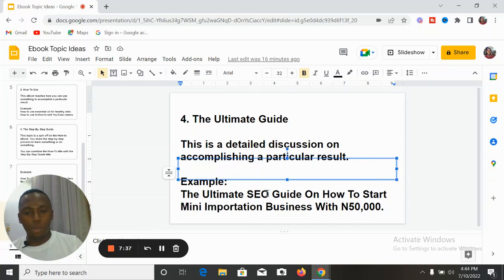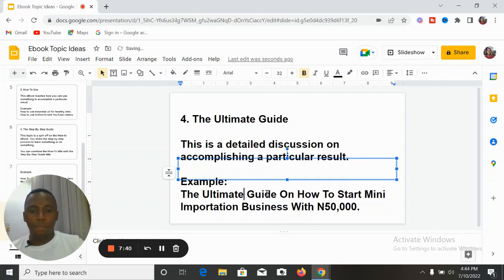So the ultimate SEO guide on how to rank first page on Google search. The ultimate guide on how to start mini importation business with 50,000 naira only. The ultimate guide on how to make your first 200,000 naira on affiliate marketing with zero amount spent.